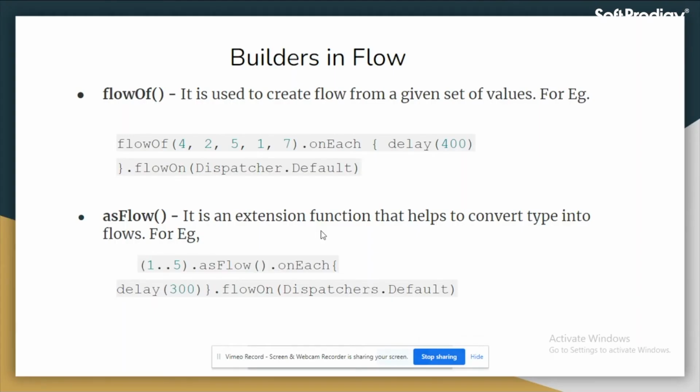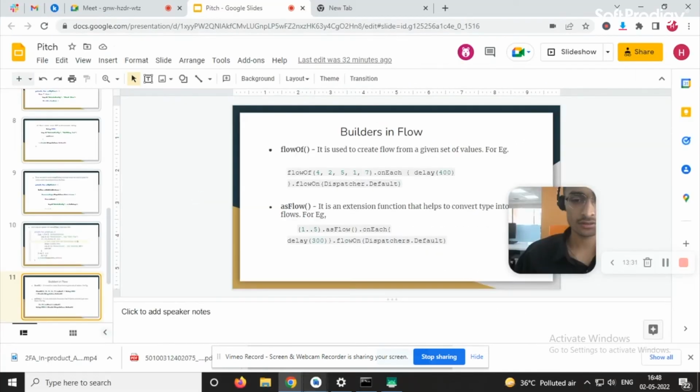Are there any other builders in Flow? The first one is flowOf. It is used to create a flow from the given set of values, which means a given set will be provided to us and we just emit those values. In this one, we don't have the emit method. We just write it down, and it will emit the values by itself. Let me show you with the help of an example.